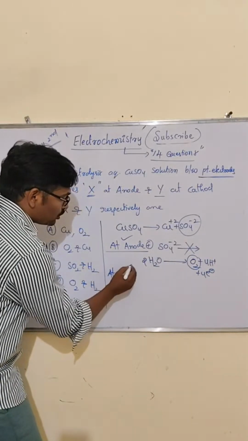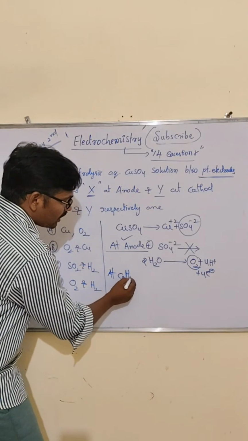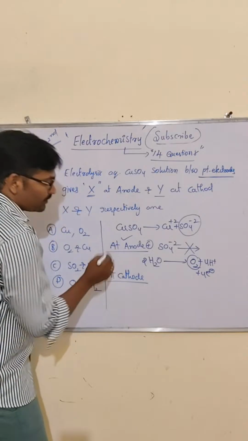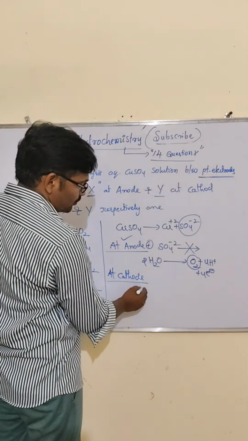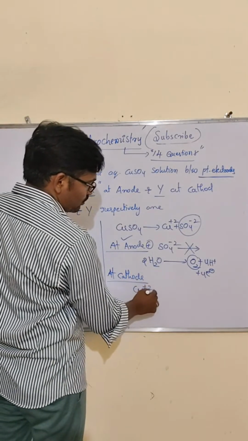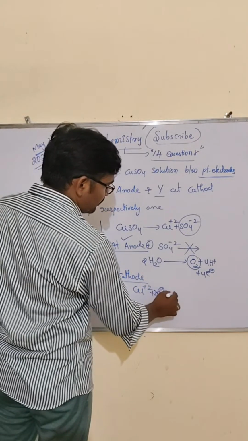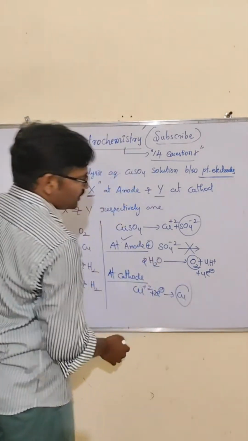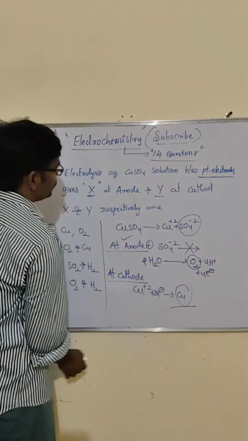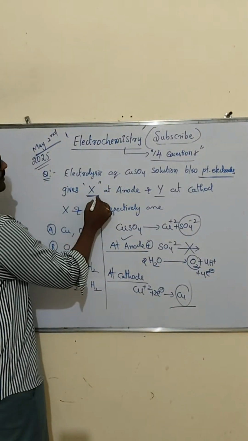Then what about the cathode? At the cathode, what should form? The cathode cation is Cu2+; by taking 2 electrons, it will be converted into copper. So copper at cathode.